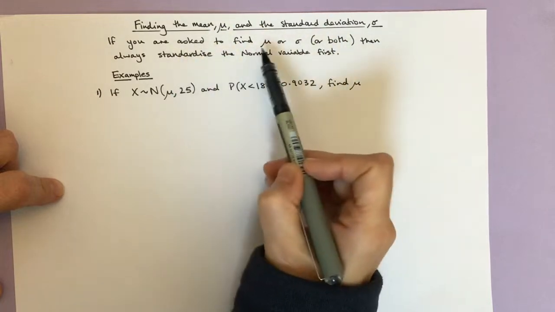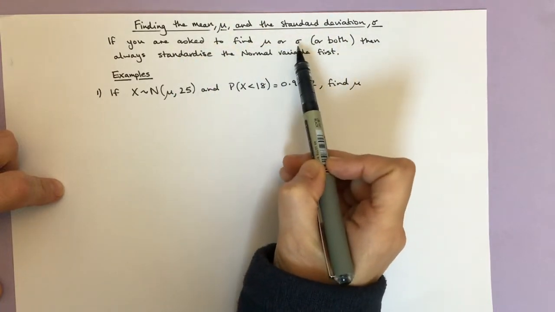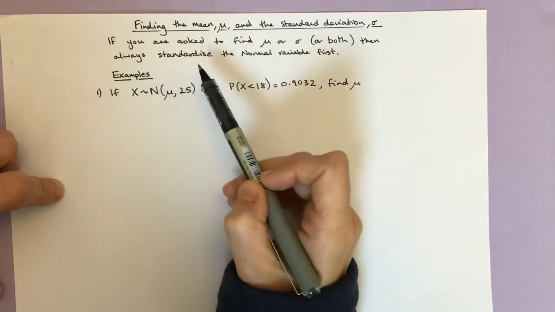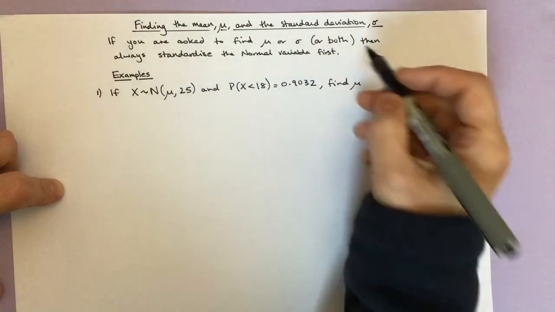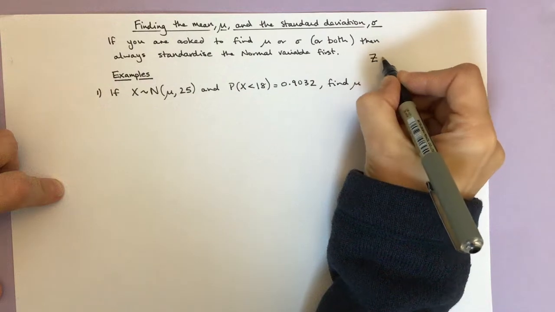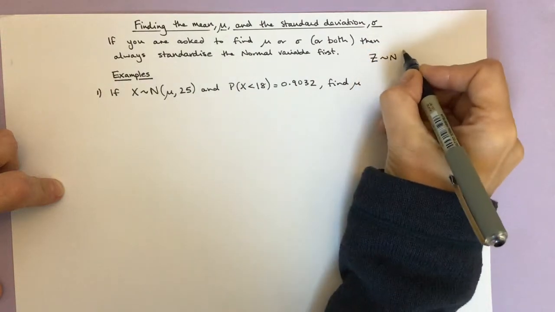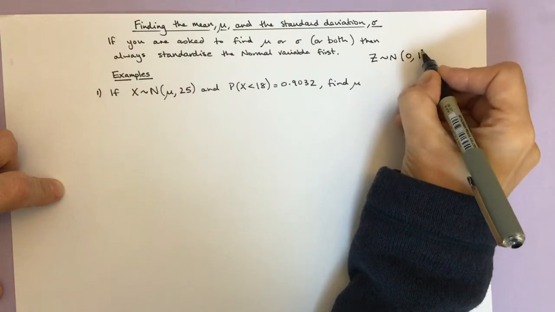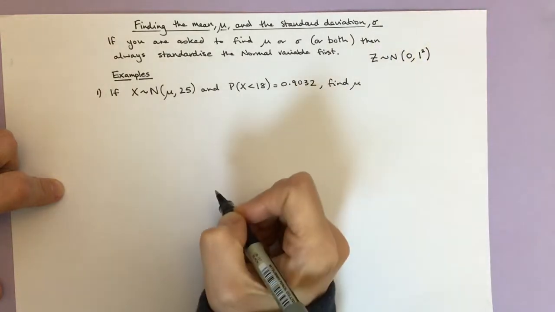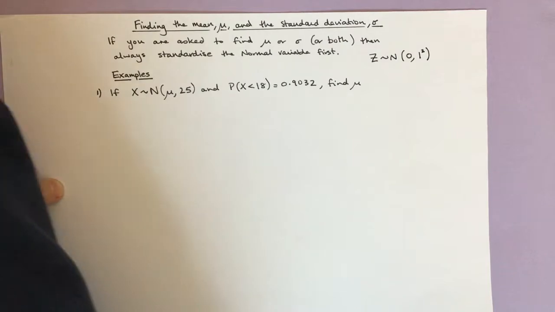So if we're asked to find the mean, mu, or the standard deviation, sigma, or both, then we need to standardise our normal variable first. And don't forget the standardised normal variable is denoted z, and that's a normal variable with mean 0, so centred on 0, and standard deviation 1. Okay, so let's try this question.